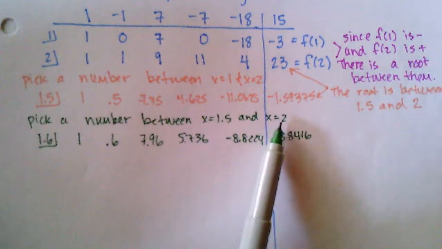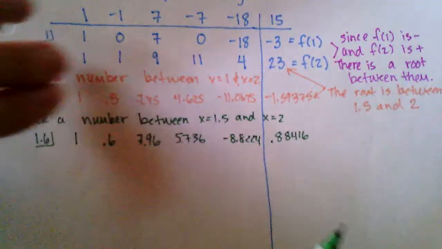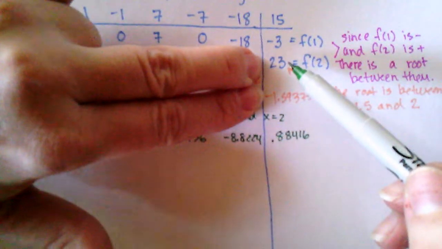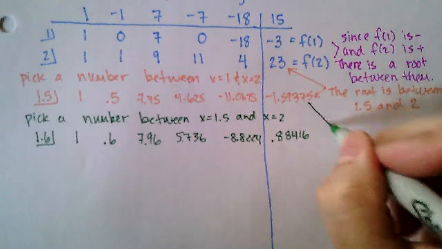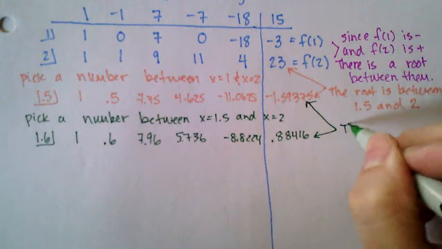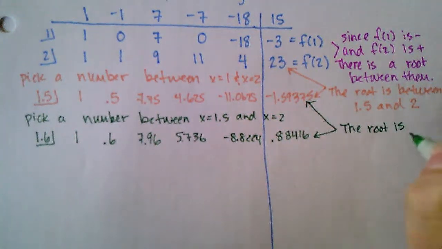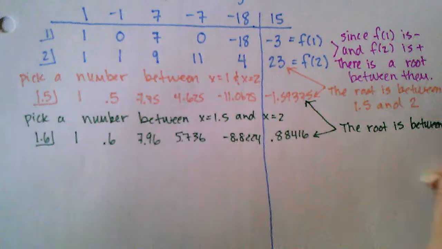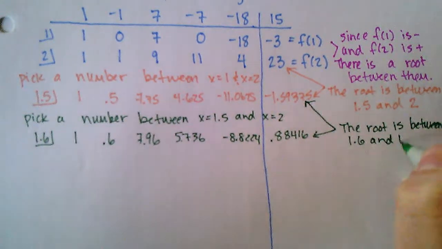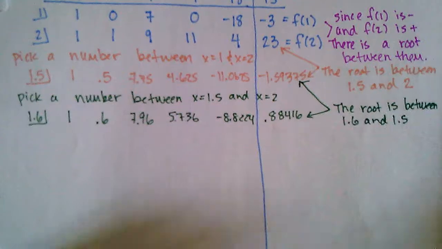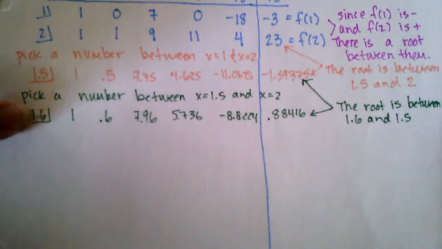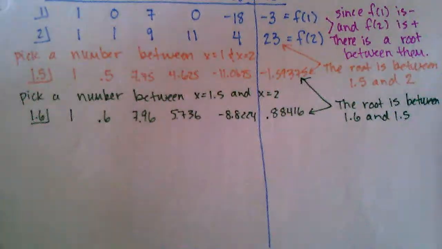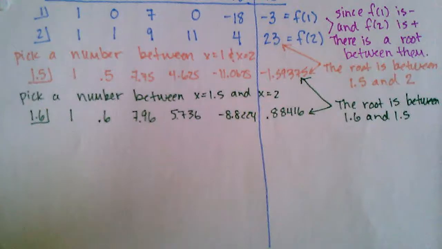I was picking a number between 1.5 and 2. So I'm looking at 2 and 1.5. So these two values. At 2, my function was positive. At 1.5, my function was negative. And at 1.6, it's positive. So here's where my sign change happens. So that tells me now that the root is between 1.6 and 1.5. Because I had a sign change, 1.5 was below the x-axis, 1.6 gives me a point above the x-axis. So somewhere in between 1.5 and 1.6 is where that function crosses over.